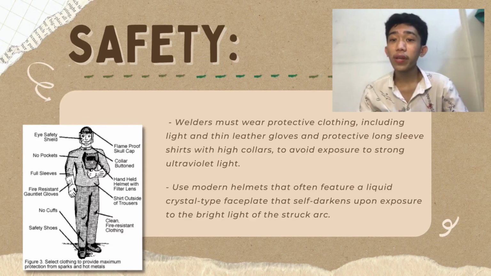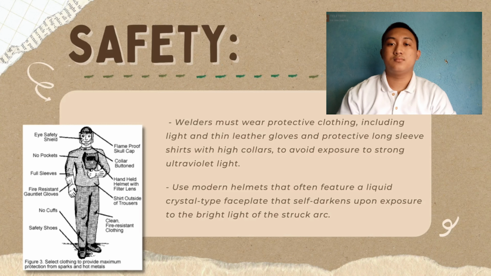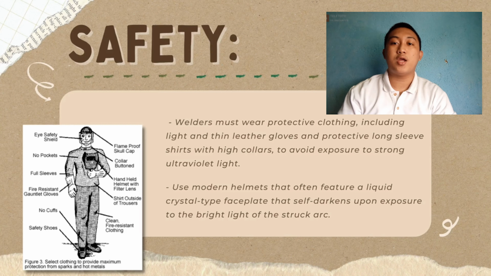For safety while performing gas tungsten arc welding, welders must wear protective clothing, including light and thin leather gloves and protective long-sleeve shirts with high collars to avoid exposure to strong ultraviolet light. Due to the absence of smoke in GTAW, the electric arc light is not covered by fumes and particulate matter as in stick welding or shielded metal arc welding, and thus is a great deal brighter, subjecting operators to strong ultraviolet light. You may also use modern helmets that often feature a liquid crystal type faceplate that self-darkens upon exposure to the bright light of the struck arc.